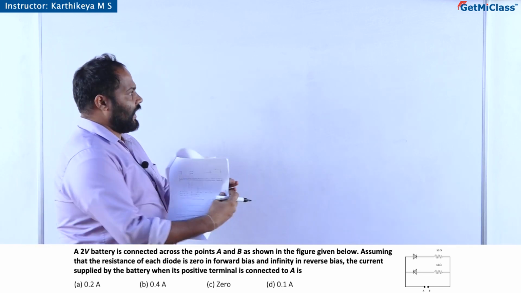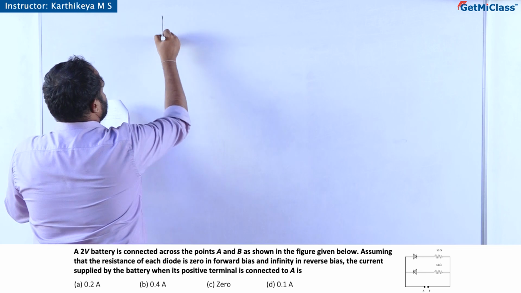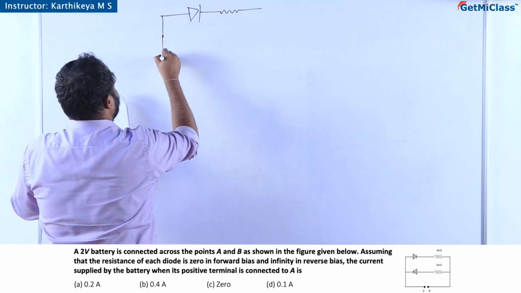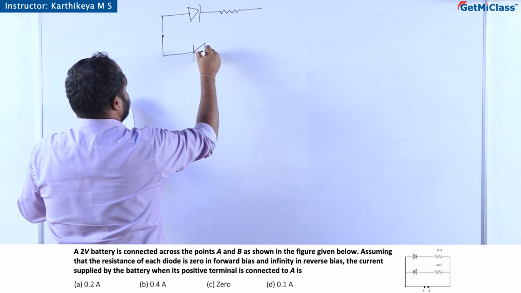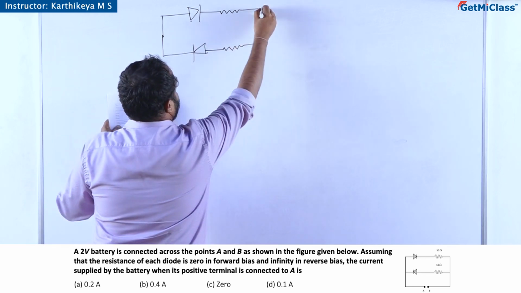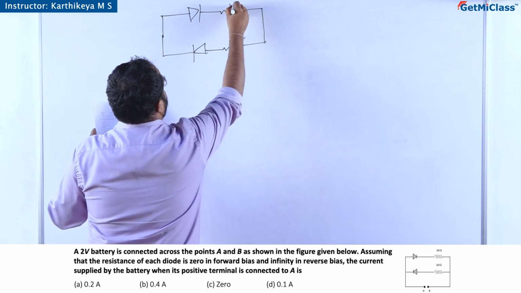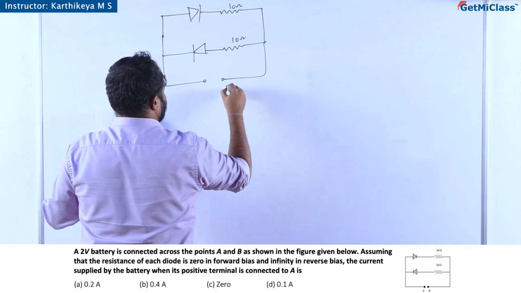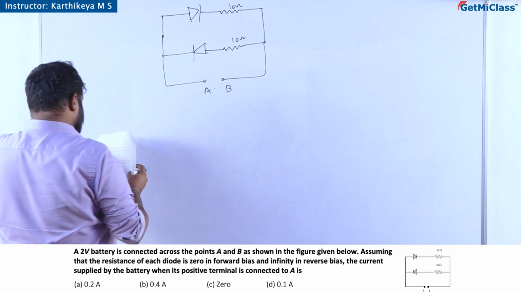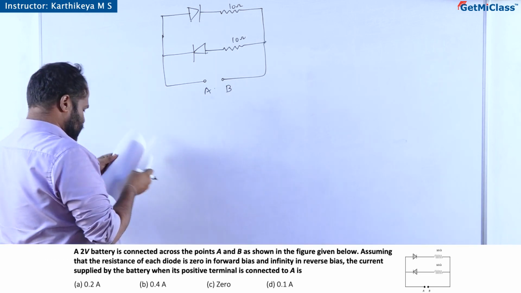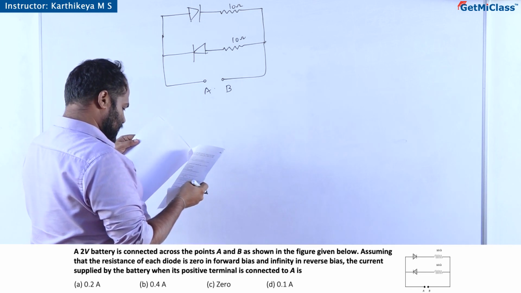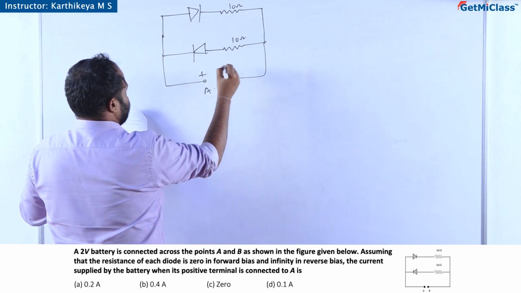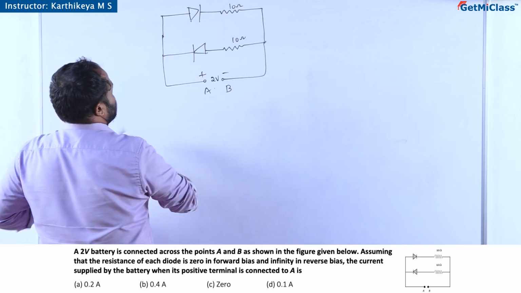So, if you look at the diagram now, these are the diodes. Diode 1 is in one direction, and exactly opposite to that direction is another diode, connected by 10 ohm resistances, and the battery across A and B. Since the diode in the upper branch is forward biased, the 2-volt battery is connected as shown in the figure below. So, this is positive, this is negative, this is 2 volt if I consider.